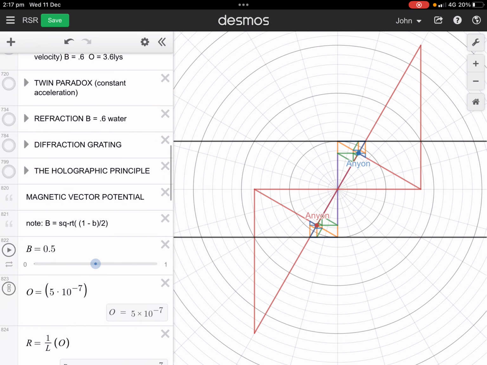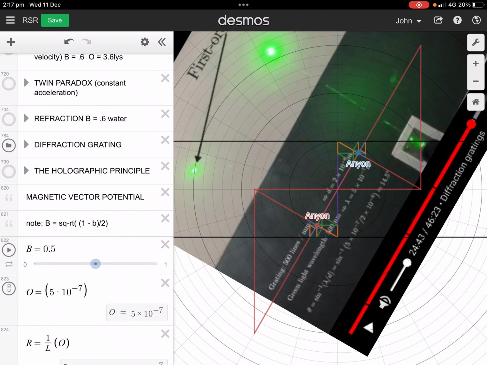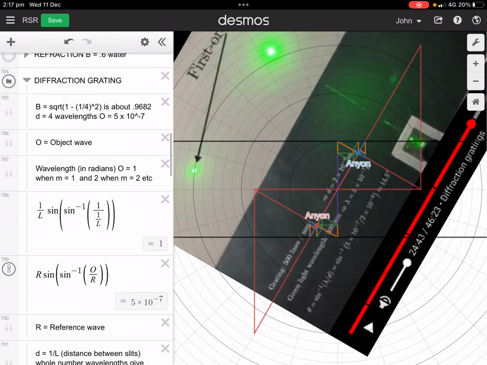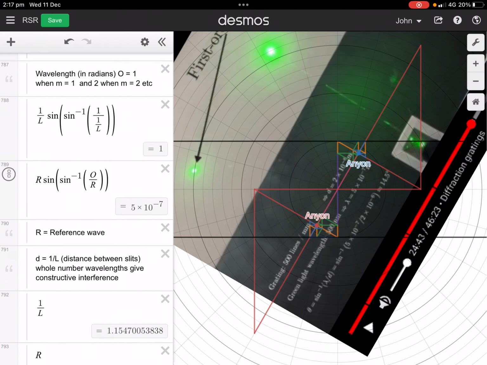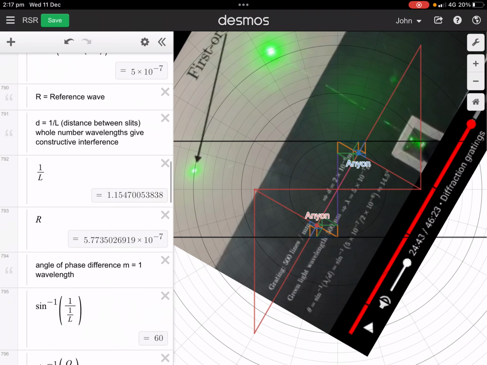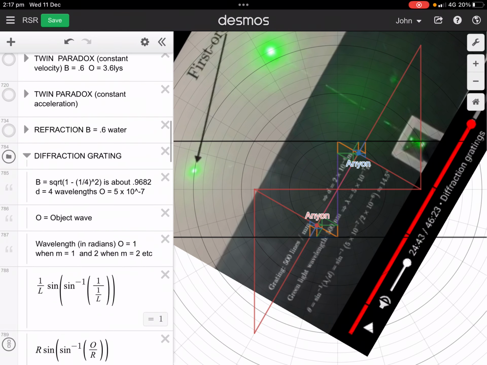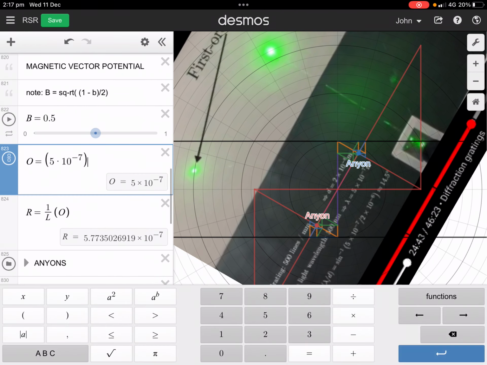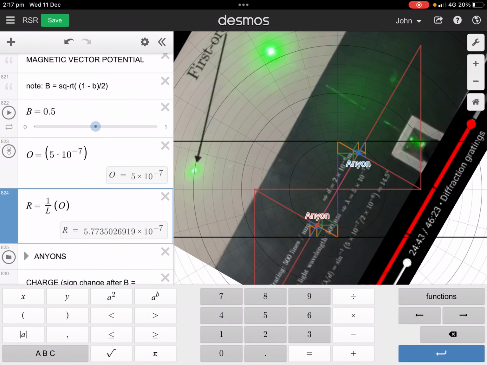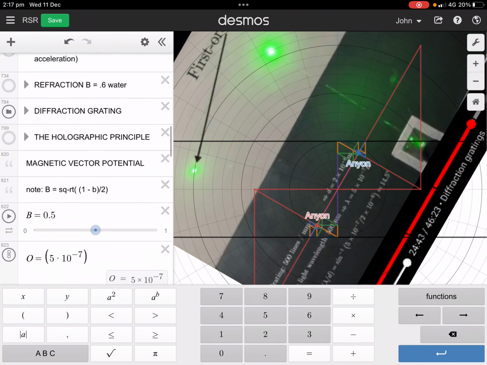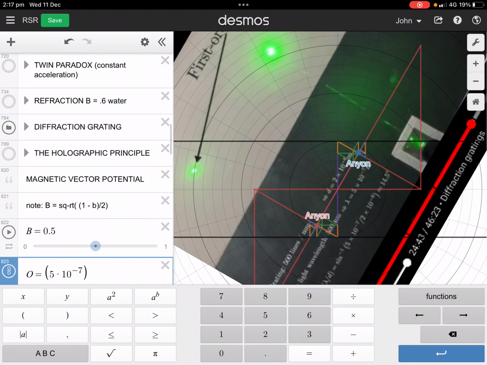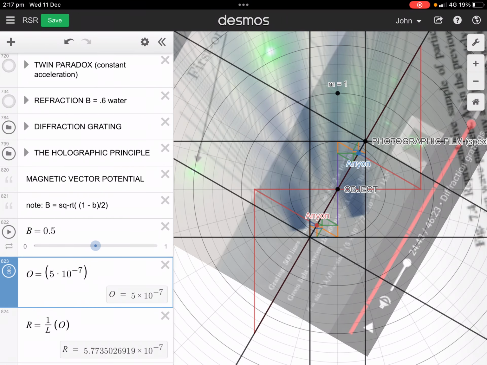And I've also done a bit of work on the diffraction grating. Seems like O is the object wave and R is the reference wave. It's like a strange coincidence. Here's my O and here's my R. So I'm just going with that at the moment. It's a pretty strange coincidence that I already had them down as O and R.